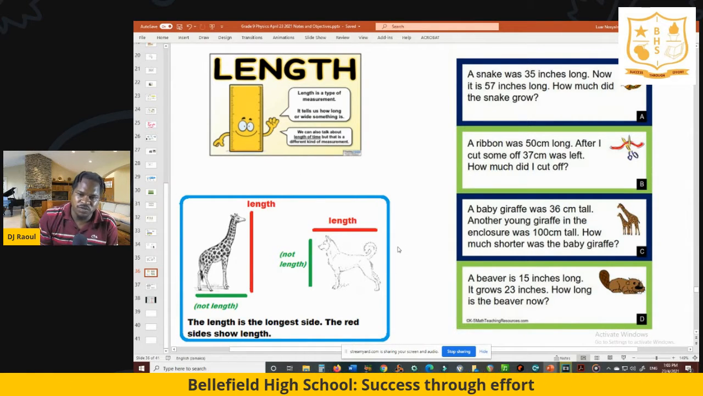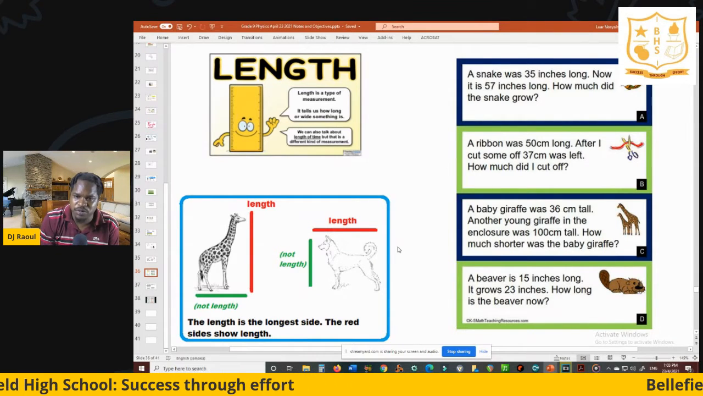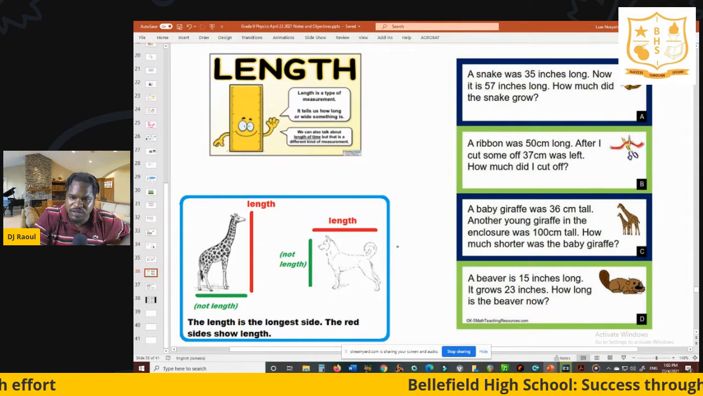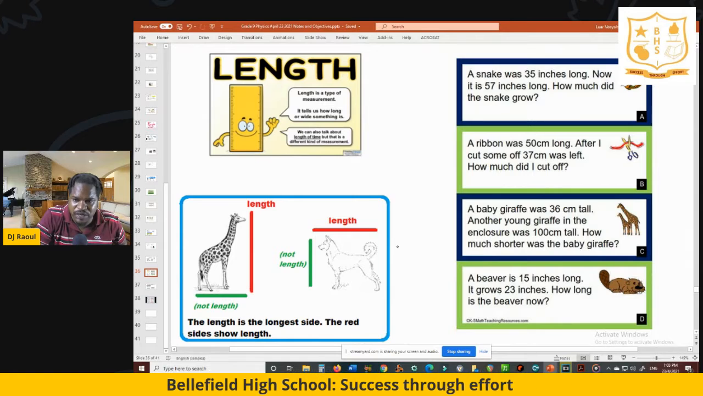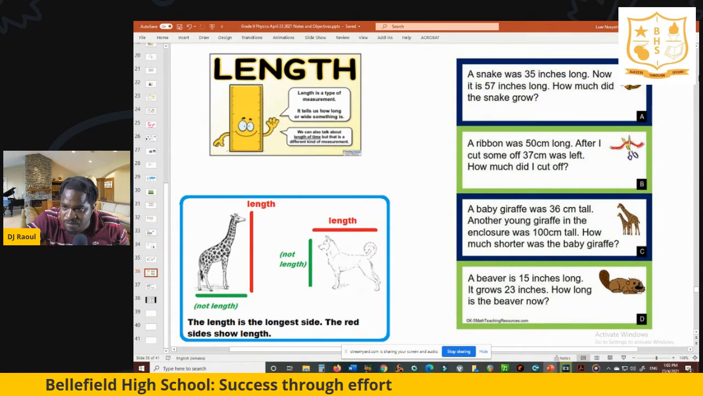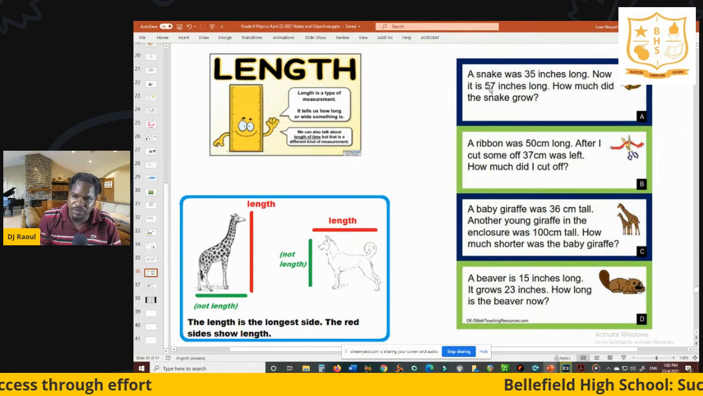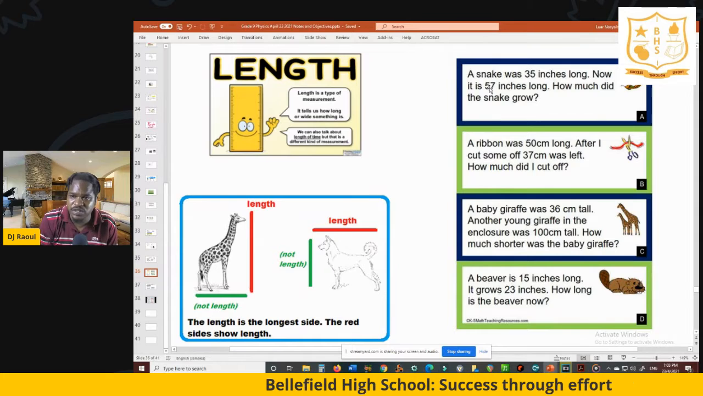Could be a wolf or could be a dog, maybe of the husky breed or whatever. But then the length of this dog, this canine looking creature, is where the red line is, right? So it's the longest side. All right, now there's some questions at the side, and I expect that these should be easy for you to calculate here as grade 9 students.